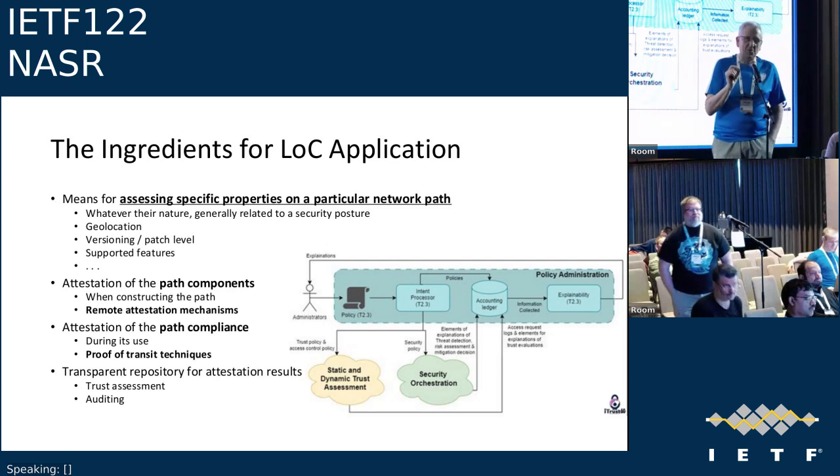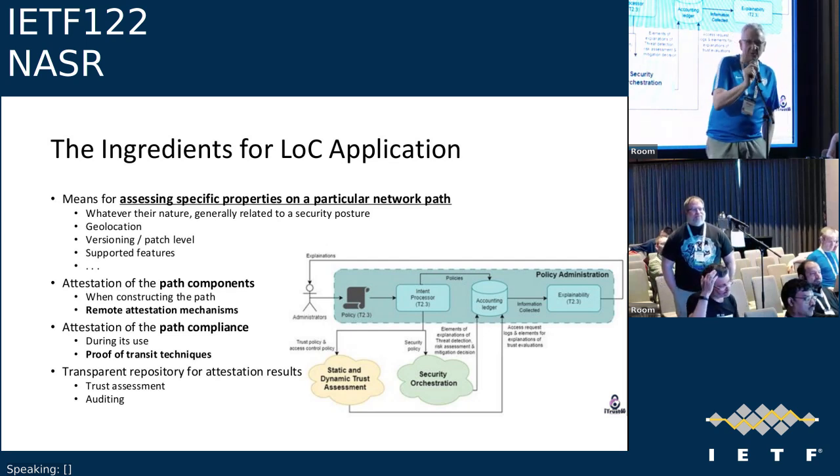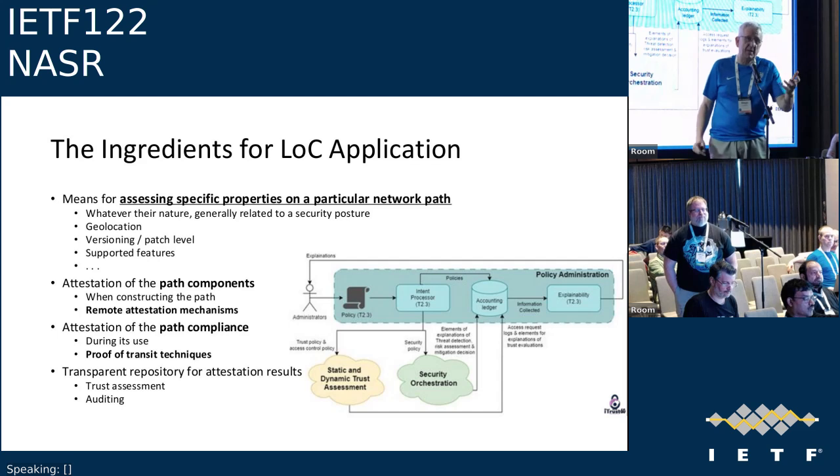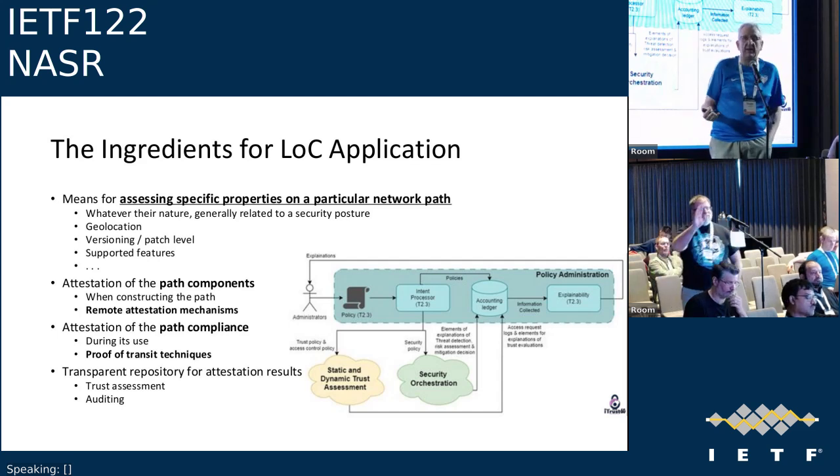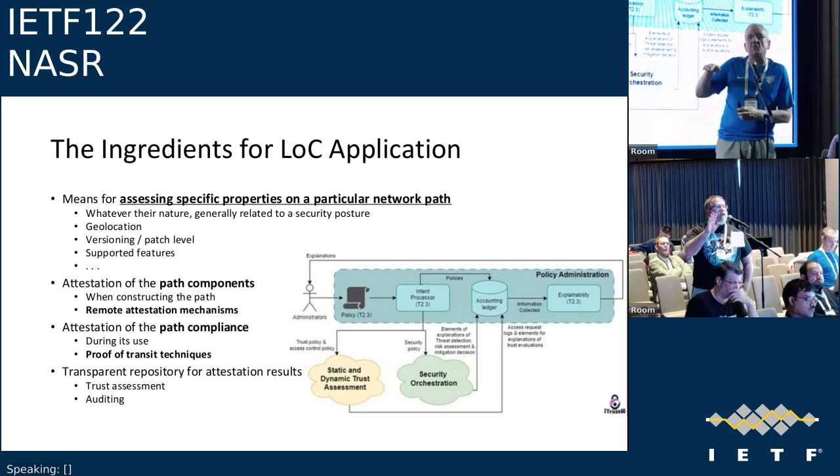Let me say this: we are talking about path compliance to a particular policy at a certain level, because all these have costs, not costs in terms of money, but costs in terms of processing and delays and the like. And then, which is the level of compliance you want?